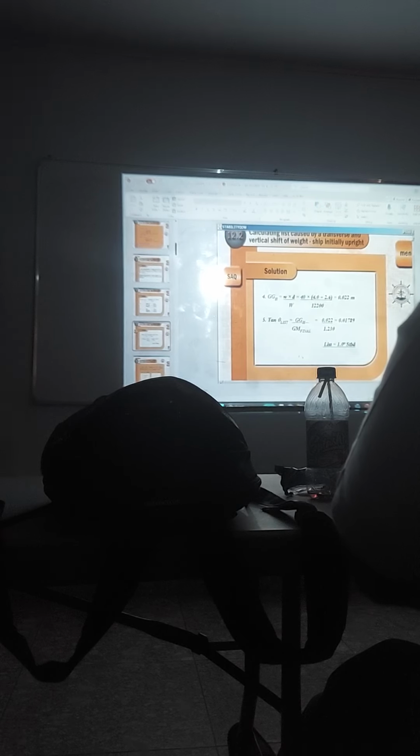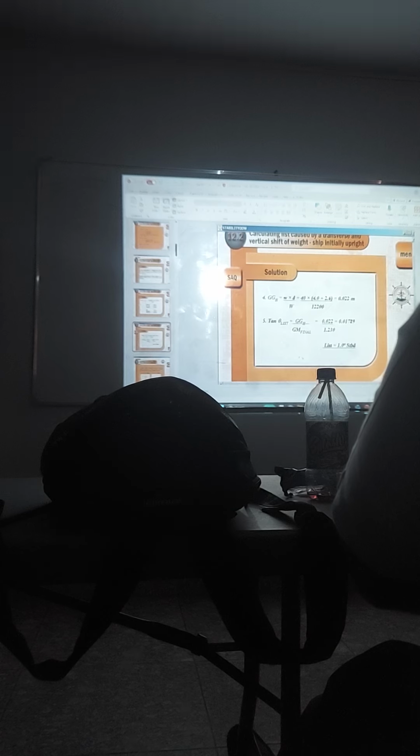The formula, tan theta is equal to GGH. Sorry. The cargo goes up and then to the starboard side. Exactly. Remember the formula is GGH, not GGV. So it doesn't matter if you get vertical shift and horizontal shift. Always remember the formula is GGH. You can't take the GGV and put it here.